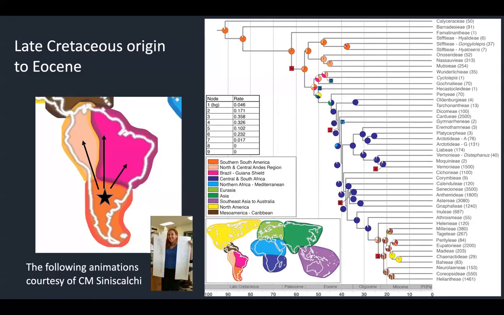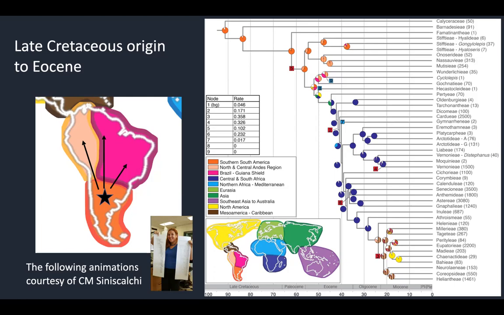And so we used our new phylogeny to look at the origins and the timing of diversifications. And we also found a late Cretaceous origin for the Asteraceae. And then we can look across the rest of the tree, and the timings and the biogeography is what I'm showing you here.